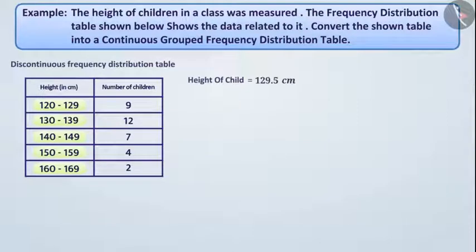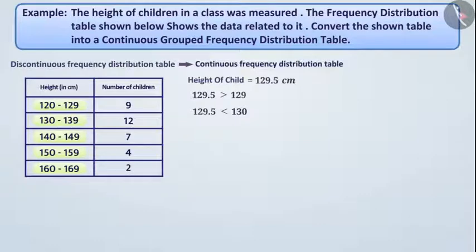Let us tell. Since 129.5 is greater than 129, it cannot be included in the class interval 120 to 129. Similarly, 129.5 is smaller than 130, so it cannot be included in the class interval 130 to 139. Thus, this number cannot be included in any class interval. In such a situation, it is necessary for us to convert the discontinuous frequency distribution into a continuous frequency distribution table.